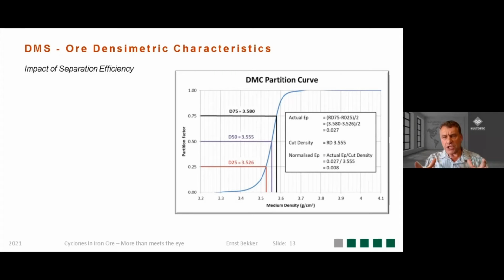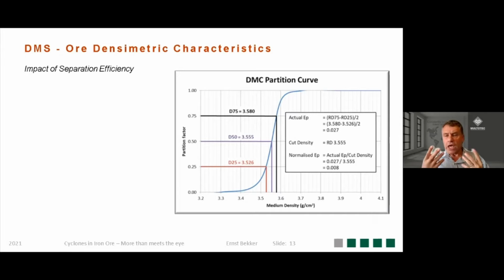So just look at the partition curve, and you will note that the shape of the partition curve is just the opposite from the previous slide. If the partition curve slopes in this direction, where the high density goes to a partition factor of 1, your reference is to the underflow or to the sinks fraction. If it's an opposite mirror image and your partition factor is 1 on the light fraction, then your focus is on the float section. So in this curve here, the focus is on the sink section.